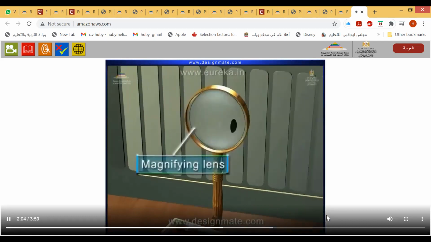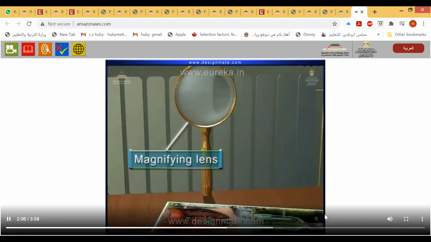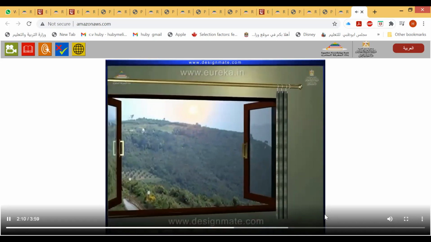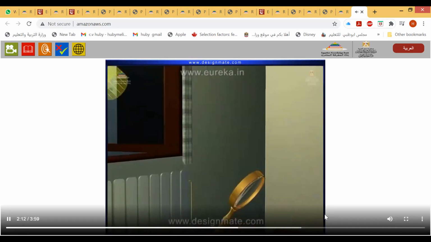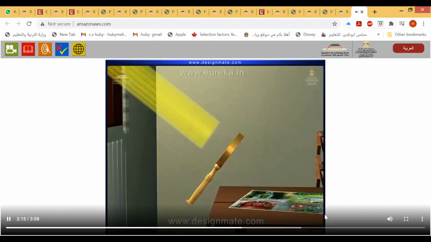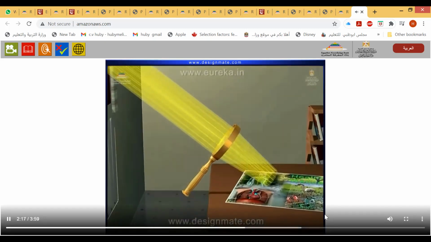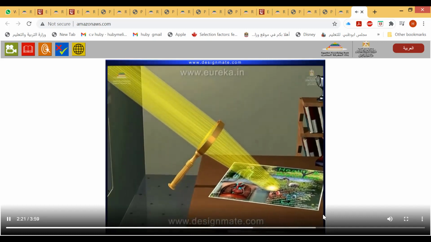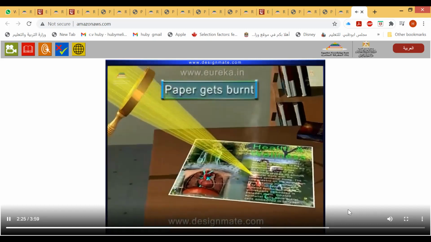This type of image formation can be seen when we use a magnifying lens to burn paper. When parallel rays from the sun undergo refraction, they can be converged at the principal focus on the other side of the lens. And when the radiations of the sun are focused onto a paper kept under the lens, it gets burned.